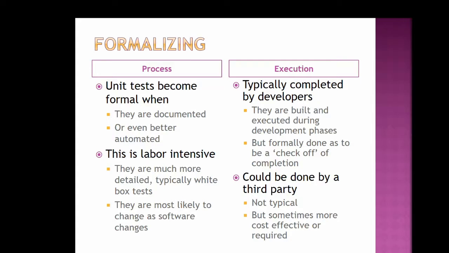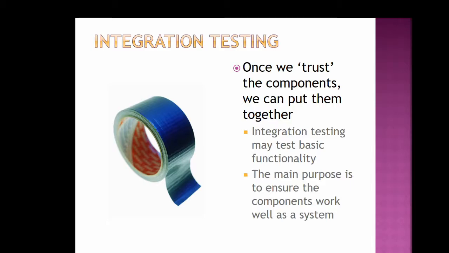Typically, unit test gets executed by developers. They can be formal if they've documented or automated their approaches, and people are reviewing those things. It can be done by a third party, though it's not typical. So I'm not going to really talk too much about that. The next phase of testing is integration testing, which is when I have those components and I start munching them together to make a bigger system.